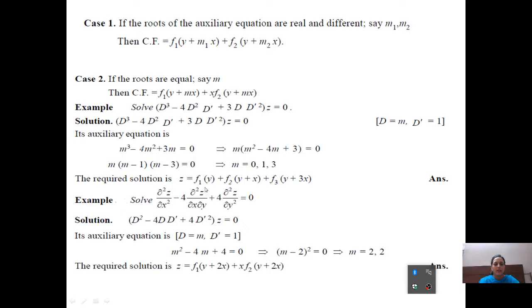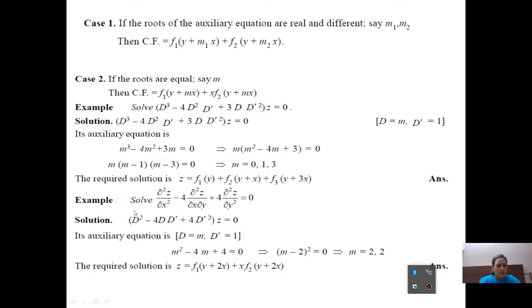So the required solution can be written as f1(y plus mx), meaning y plus 0x, that will give the second part 0. So f1(y) is written over here, plus f2(y plus 1 into x), that is written over here, and plus f3(y plus 3x). So this is the complete solution for this question, because right hand side is 0 itself and its solution will be decided by complementary function itself.